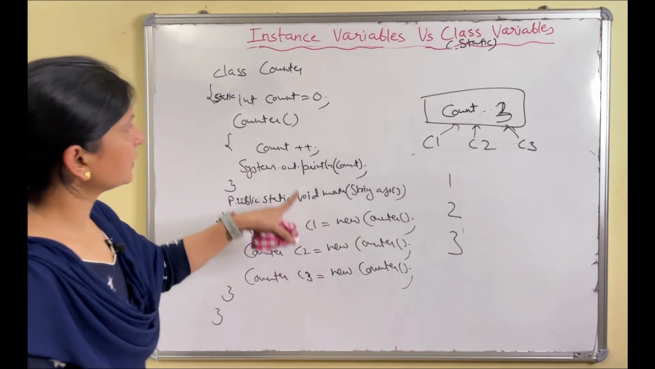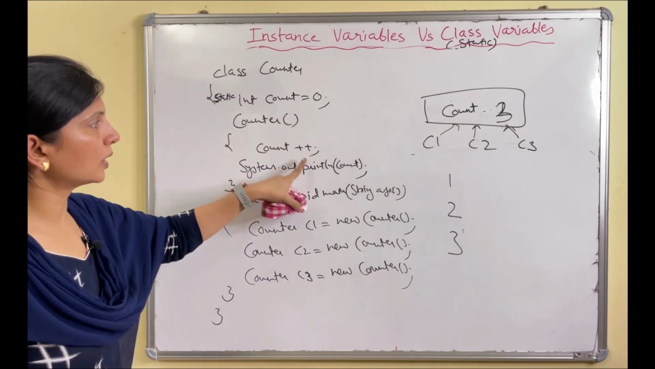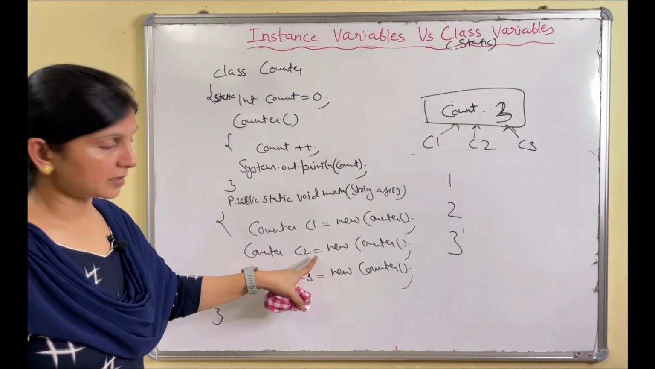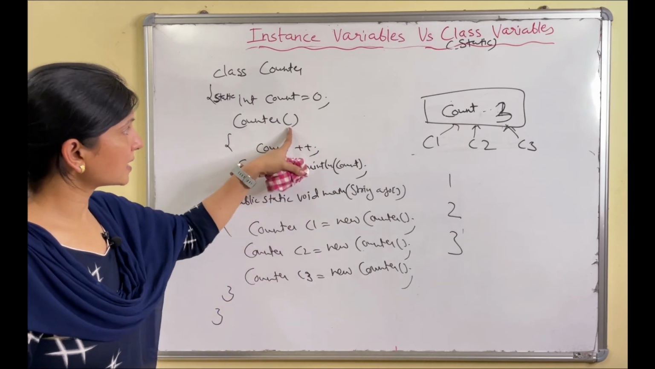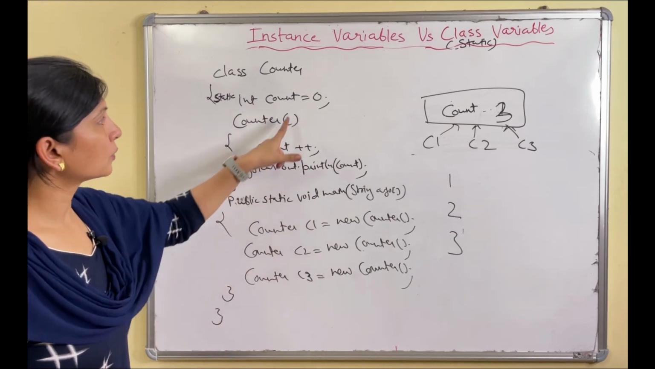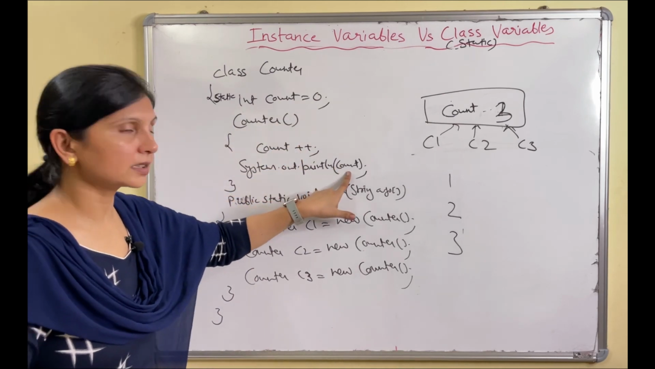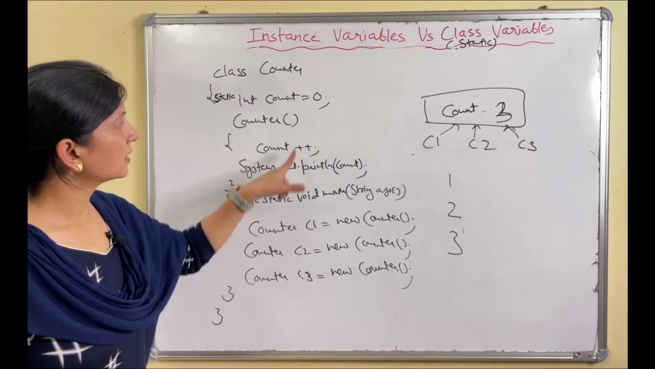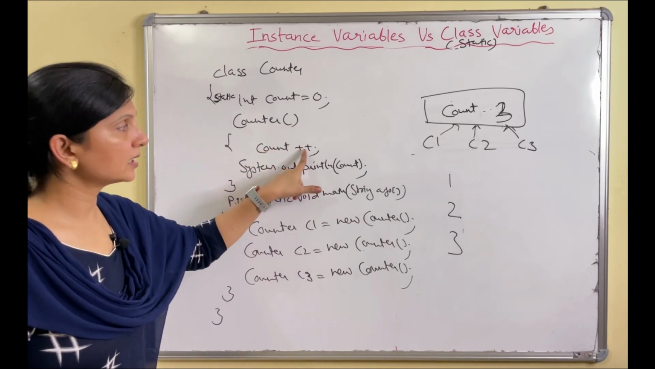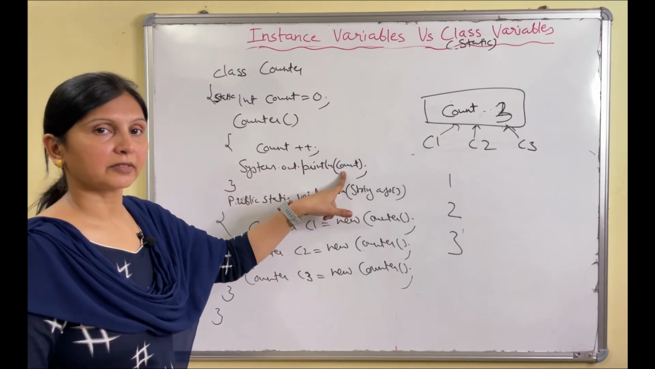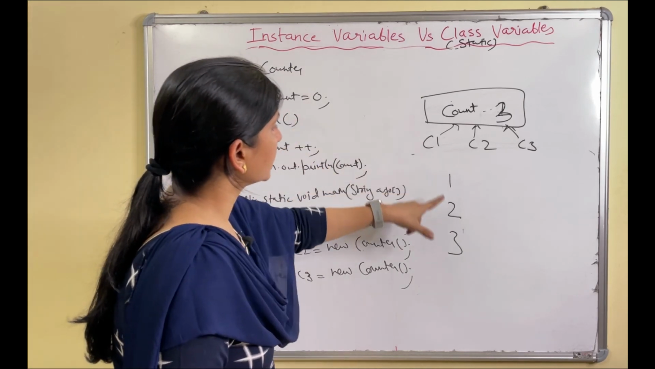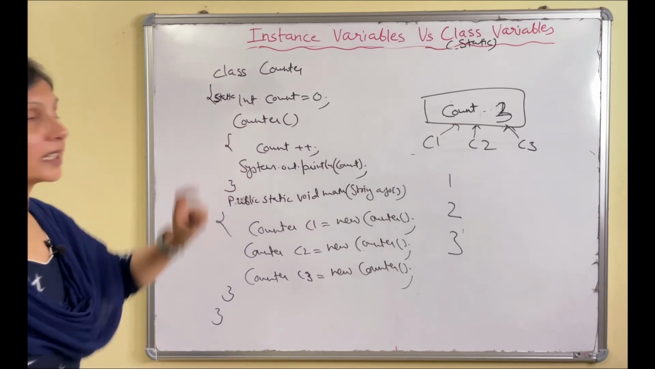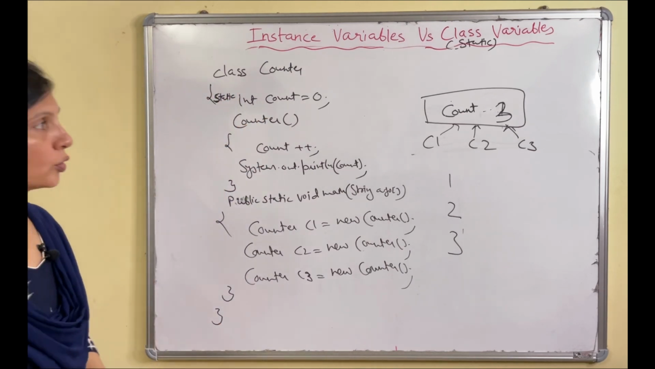So counter C1 will invoke this, 0 became 1, 1 will be displayed. Again the counter C2 will be created, again the same constructor will be called. So 1 became 2, then 2 will be displayed. Again we have created the third object, 2 incremented to 3, so 3 will be displayed, right. So instead of 1, 1, 1, the output will be 1, 2 and 3 when we declare it static. So I hope you have understood.